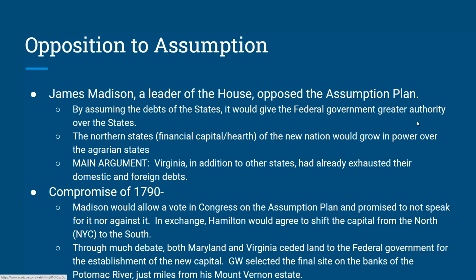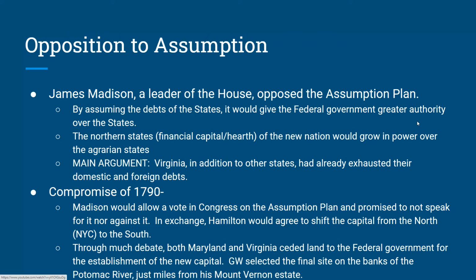Madison agreed, and it's called the Compromise of 1790. Madison agreed that he would allow a vote in Congress on Hamilton's assumption plan. And Madison promised that he would not go to the floor and speak either for or against the assumption plan. Okay? In exchange for this, Hamilton would have agreed to convince Washington to shift the capital from the north, which at the time was in New York City, to the south.